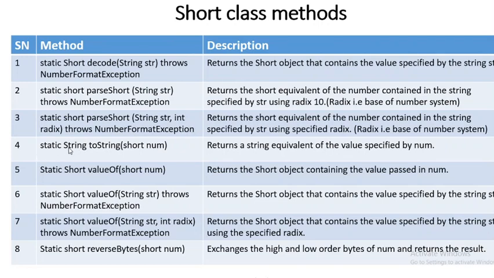Next, fourth method, return type is String, method name is toString, argument short num. So whatever short number you are specifying over here will be converted into a string. Next, return type is Short object, name of the method is valueOf, argument primitive data type short number. So this primitive short number will be converted into a Short object by using the valueOf method. Again, this is a boxing method.